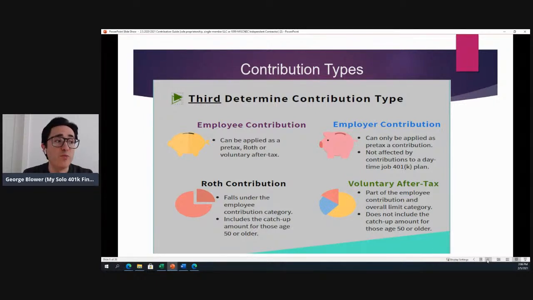You've got Roth contributions. To dig a little deeper, those always fall under the employee contribution category, and they do include, therefore, the catch-up contribution amount. So if you're 50 or older, that's how you could make a Roth contribution all the way up to $26,000.